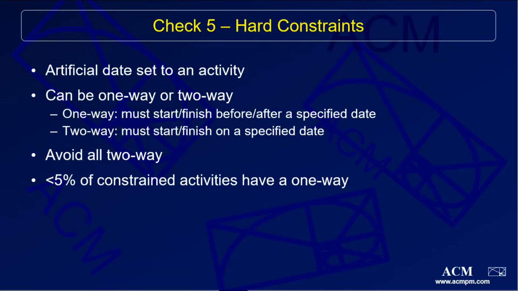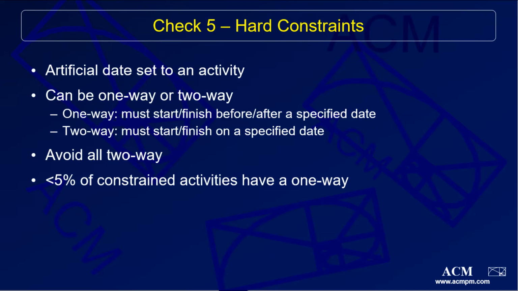The fifth check that we will cover is for hard constraints. A constraint is an artificial date set to an activity. It can be either one-way or two-way. A one-way constraint gives you a date and says that the activity must start or finish before or after that date. So in other words, the activity is being constrained in one direction.